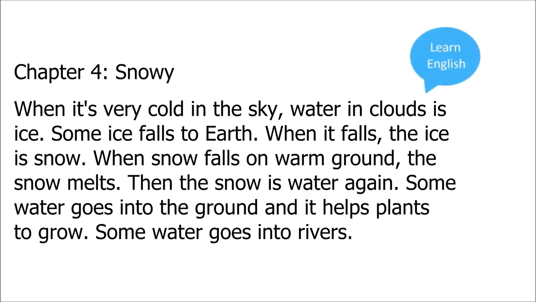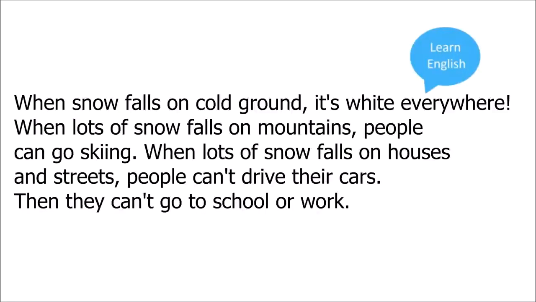Some water goes into the ground, and it helps plants to grow. Some water goes into rivers. When snow falls on cold ground, it's white everywhere. When lots of snow falls on mountains, people can go skiing. When lots of snow falls on houses and streets, people can't drive their cars. Then they can't go to school or work.